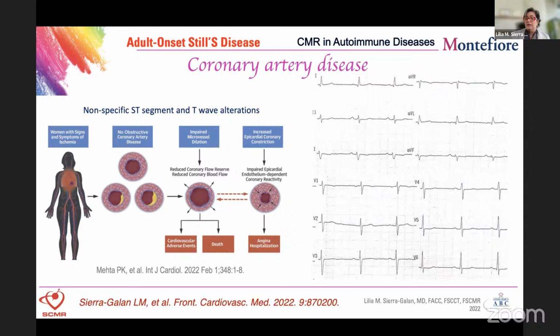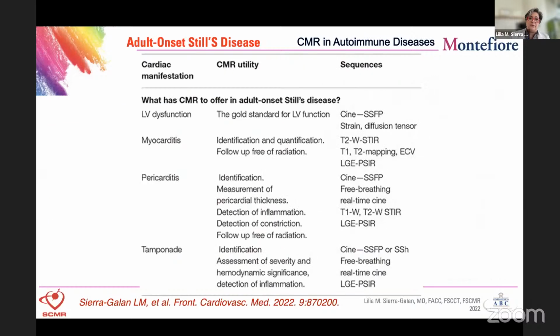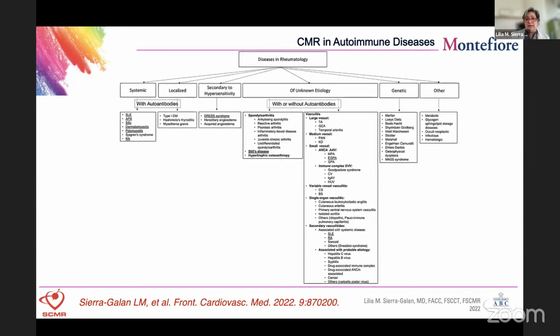As in this example, we need to have a high degree of suspicion, again, because that presents in 79% of cases. What can CMR do for these cases? LV dysfunction evaluation, myocarditis, pericarditis with the ability to identify tamponade.